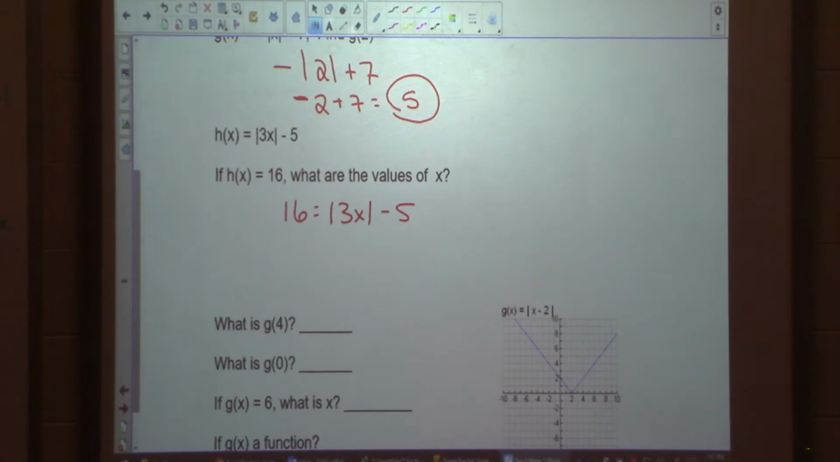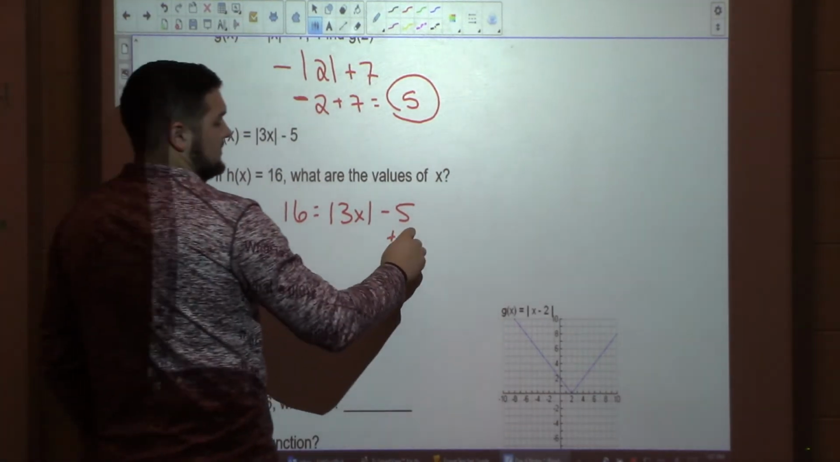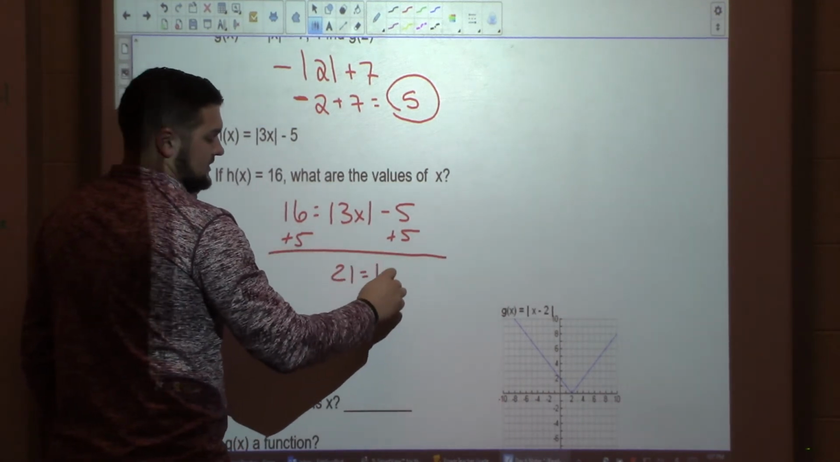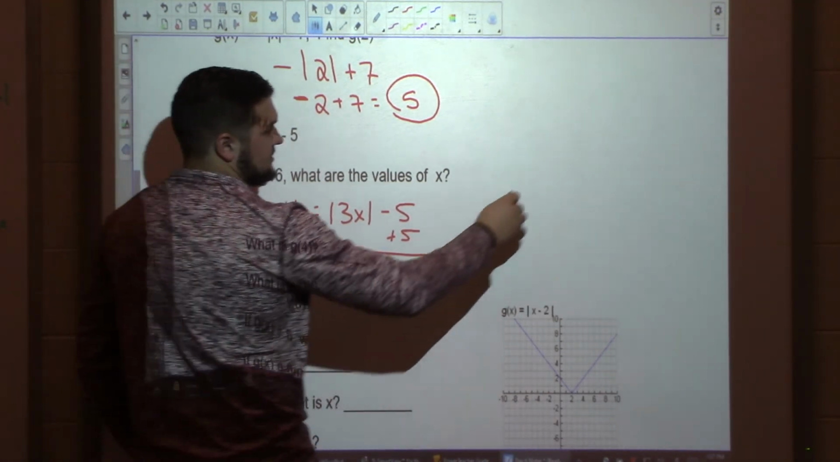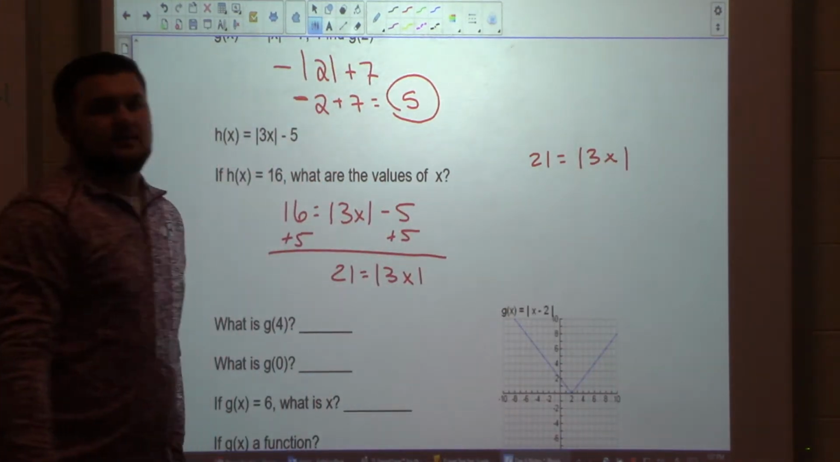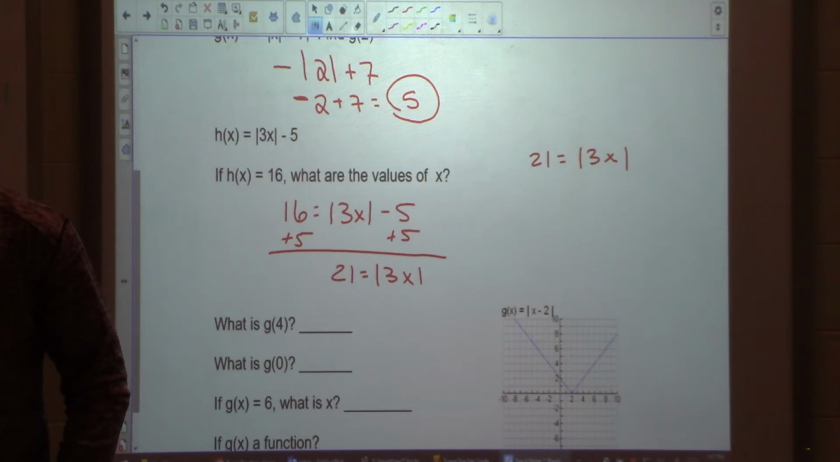Our function equals 16. It also equals absolute value of 3x minus 5. Set them equal to each other. Well, I'm going to solve for x. I'm going to add 5. 21 equals the absolute value of 3x. Oh, positive, negative. What was that? Positive, negative.